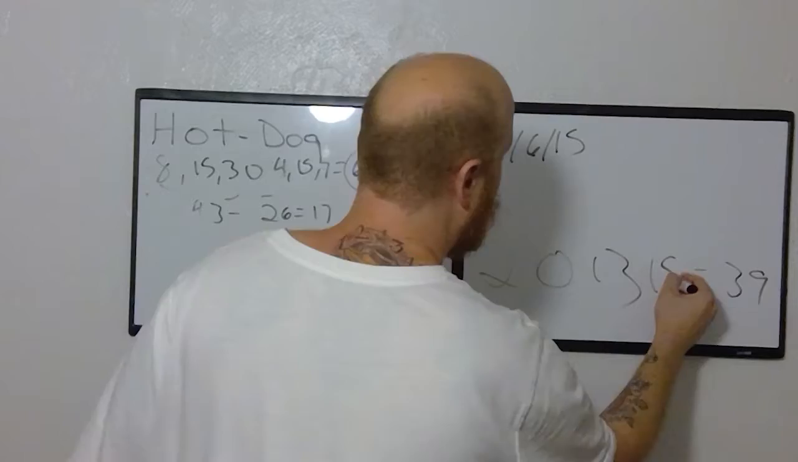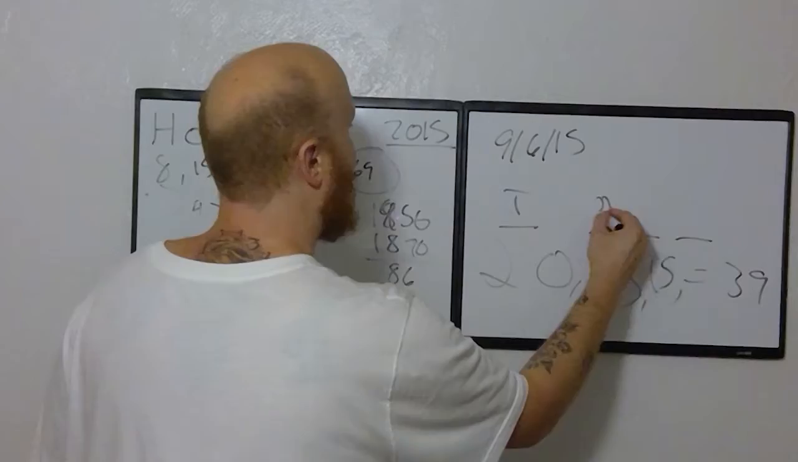Now, for them to equal 39, you separate them like so, and you assign alphabetical values to them, you get T-A-C-O. Hot dogs really taco.